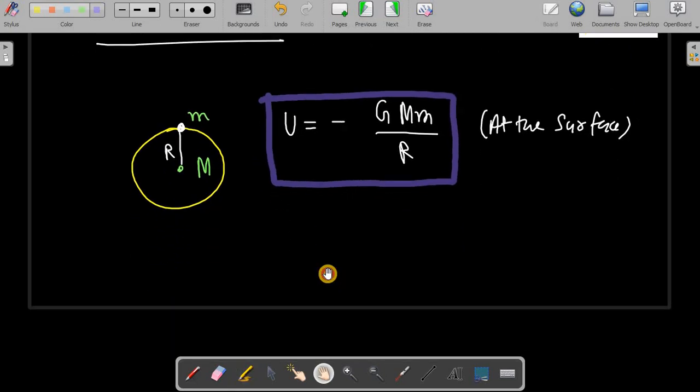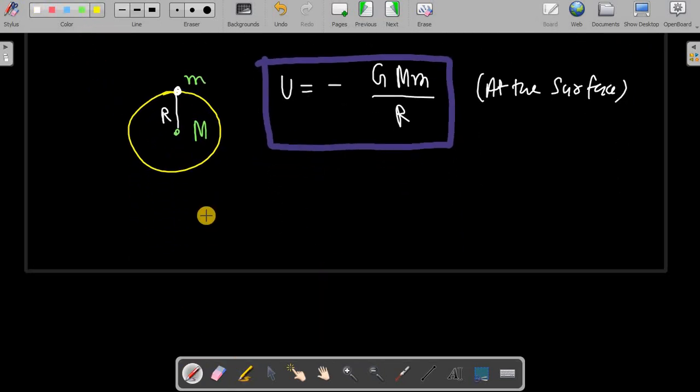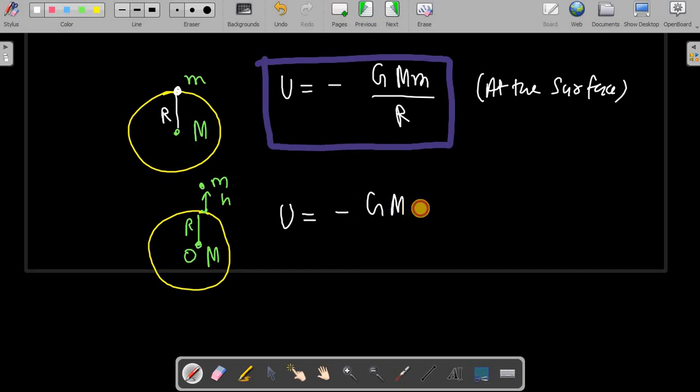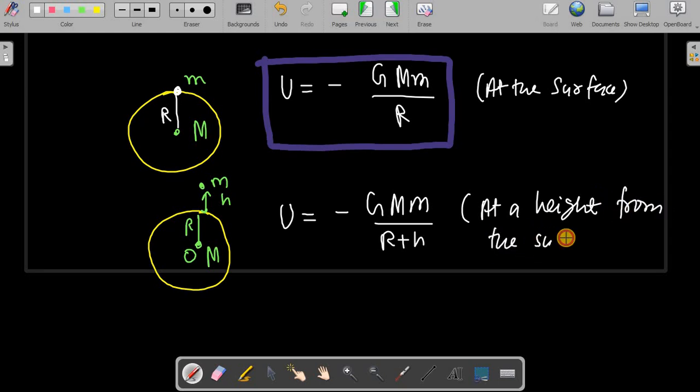Now, what will happen if you consider a particle at some height? Suppose this is Earth and the particle is here. It is at some height h, and this distance is the radius. This is the center; Earth's mass is at the center. So in this case, potential energy is minus G M m by R plus h. This is at a height from the surface.